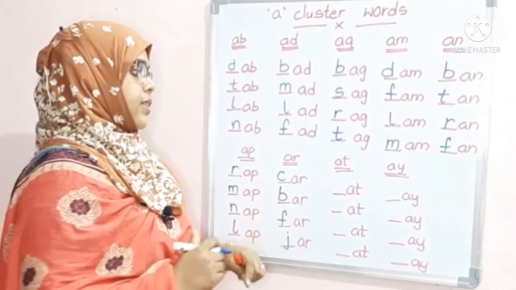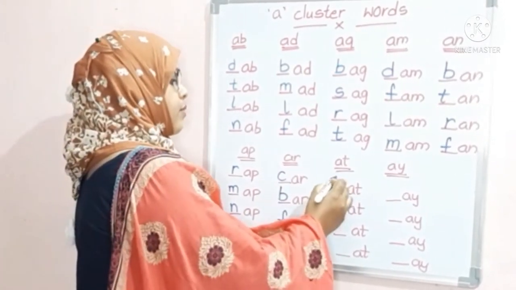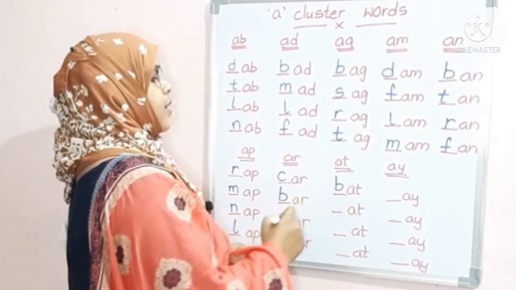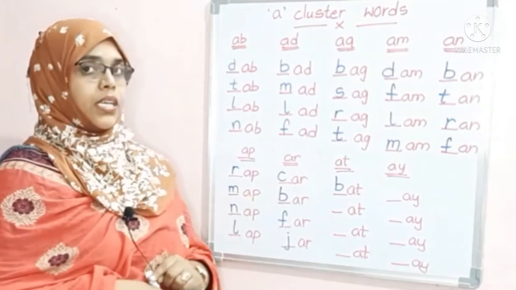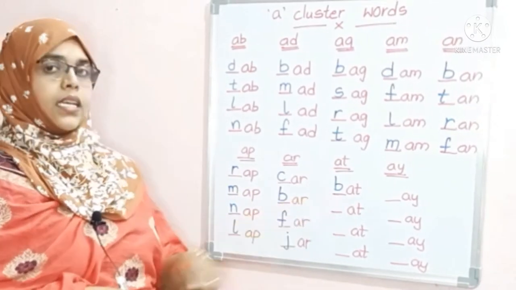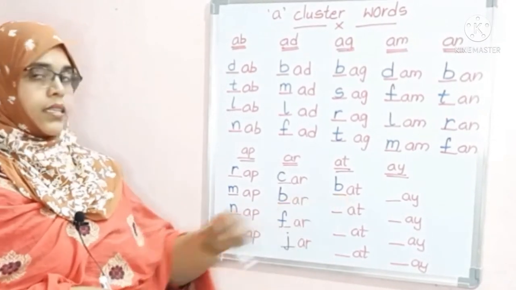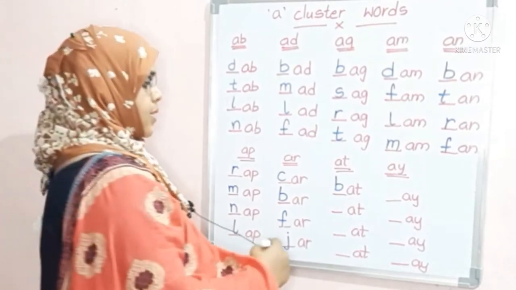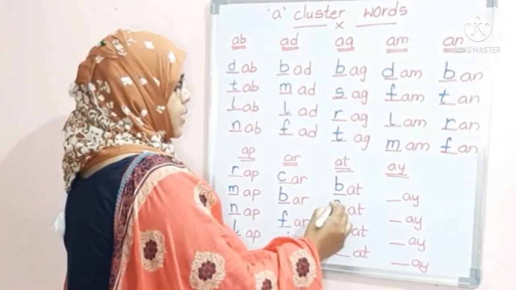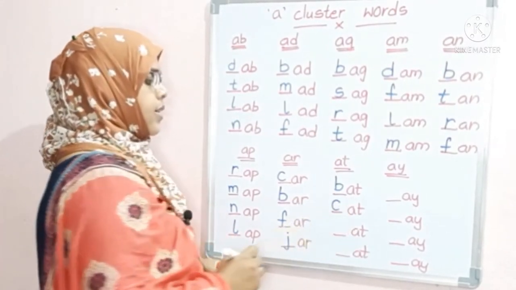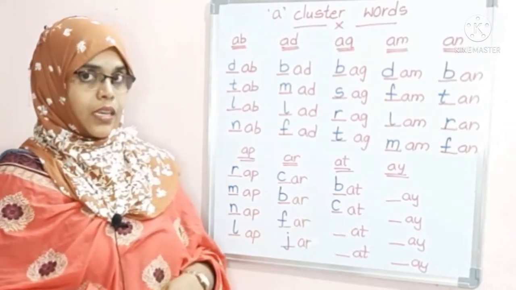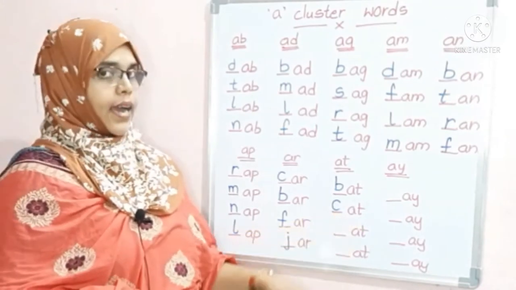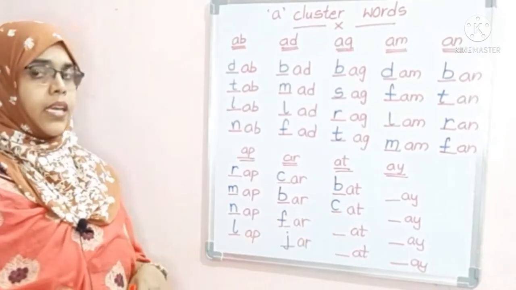Now the next cluster we have is AT, at. Now if I write letter B here, what is the sound of B? B. AT, at. B at becomes bat. Yes. The next letter we are writing here is C. What is the sound of C? K. AT, at. K at will be cat.